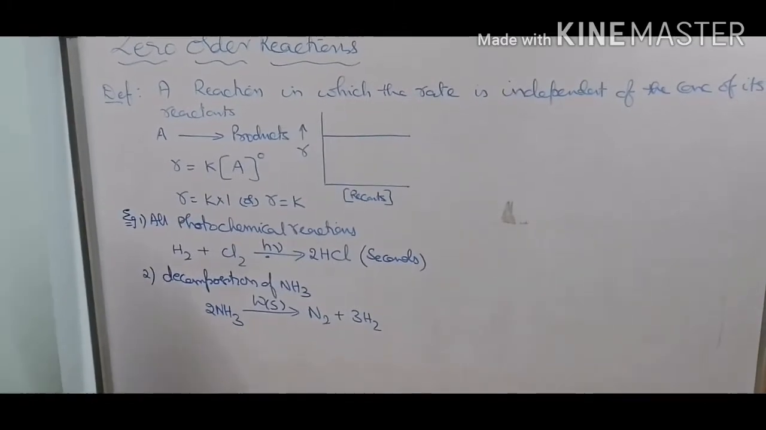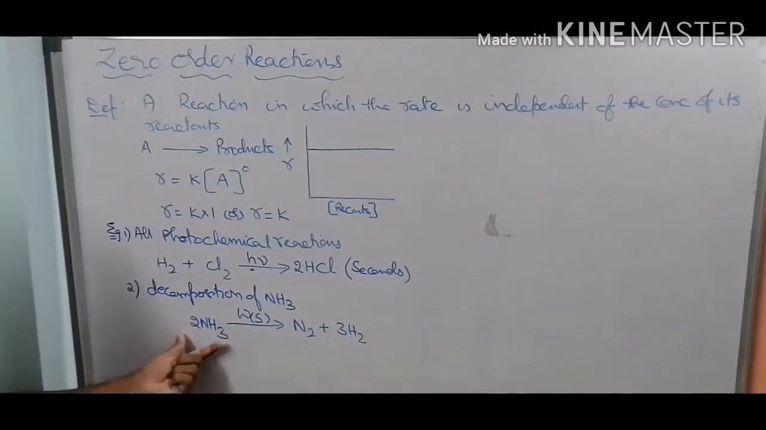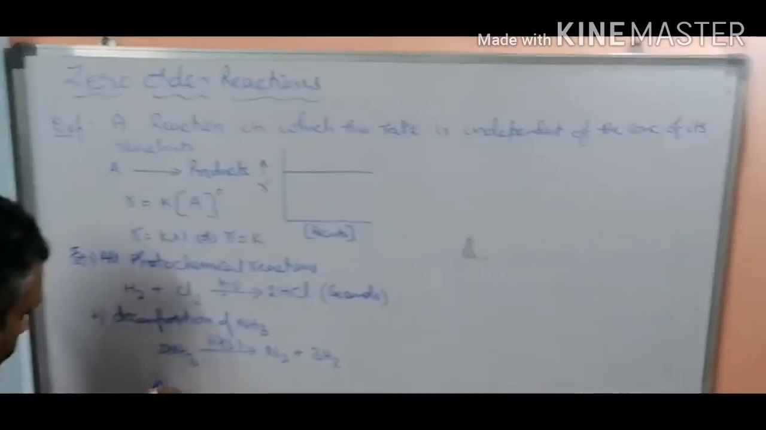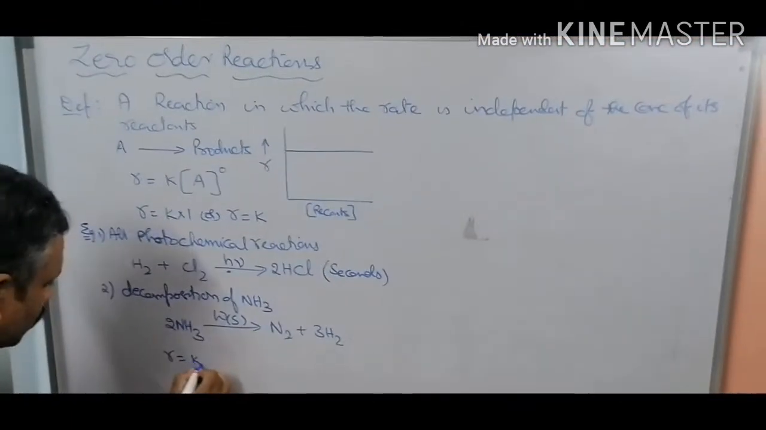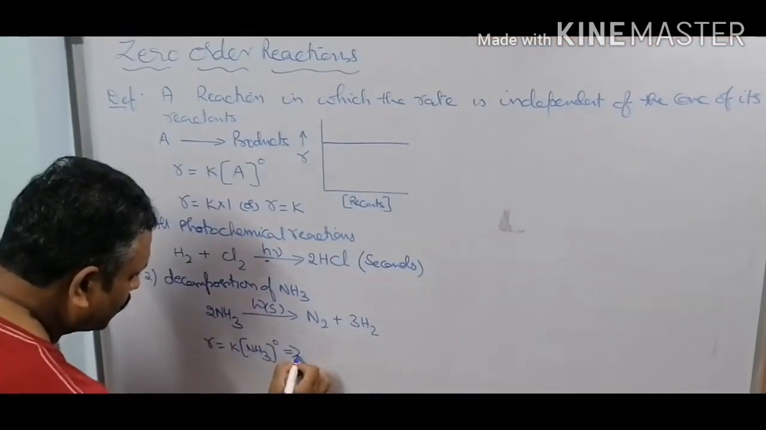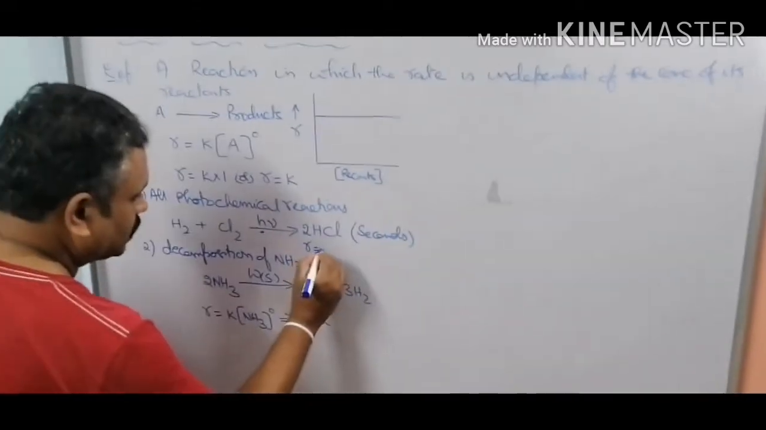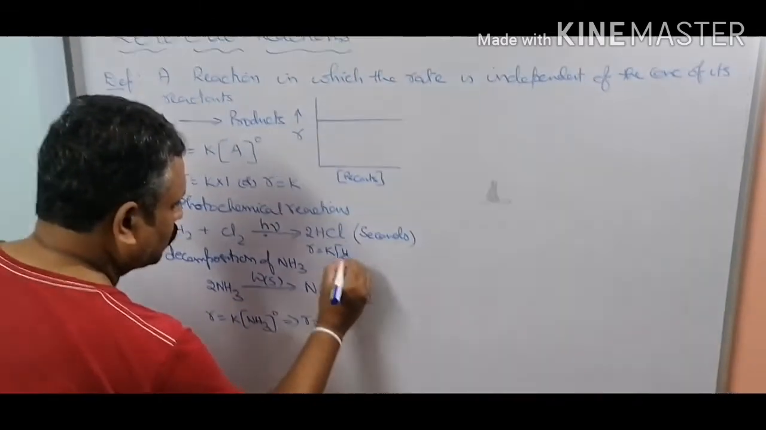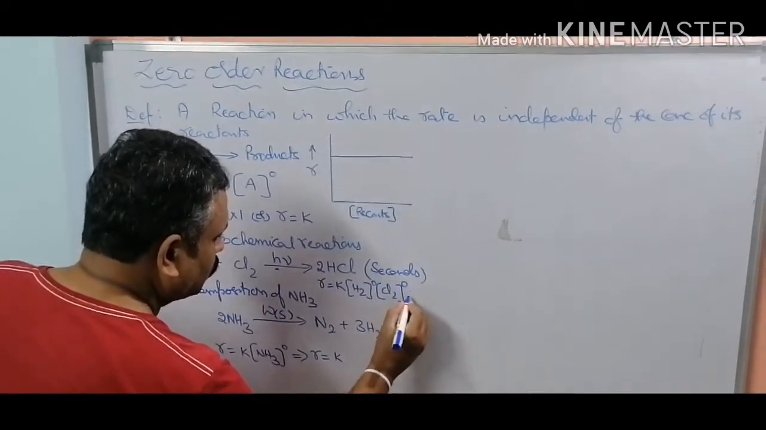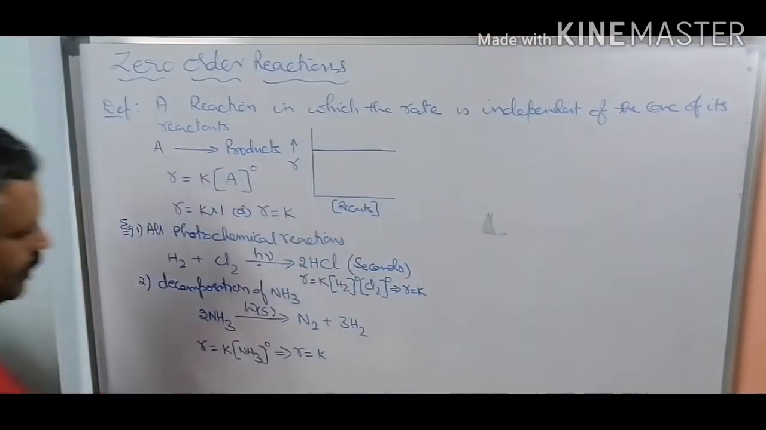But once the catalyst has been provided, the reaction gears up, or the rate of the reaction increases. So you can tell that the rate of the reaction is based on the presence of the catalyst, but not on the amounts of ammonia that are present. So you can write R is equal to K into NH3 to the power of 0. So R becomes equal to the rate constant K. Similarly, in the above reaction also you can write R is equal to K into concentration of H2 to the power of 0 as well as Cl2 to the power of 0. So you can finally say R is equal to K.